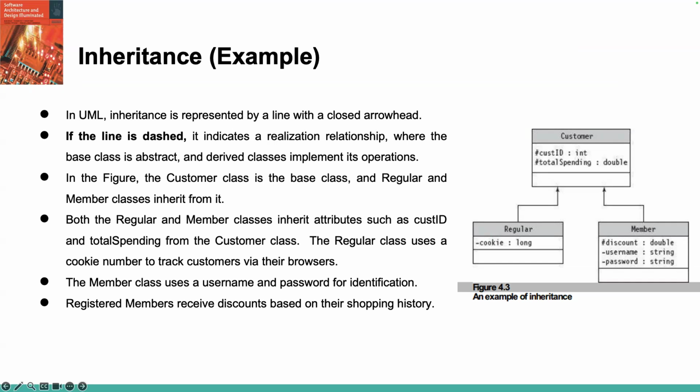Both the Regular and Member classes inherit common attributes like customer ID and total spending from the Customer class. However, each derived class manages customer identification differently. The Regular class tracks customers using a cookie number through their browser, and the Member class uses a username and password for identification, and registered members receive discounts based on their shopping history. The inheritance structure allows the system to handle different customer types while reusing shared functionality from the Customer class.